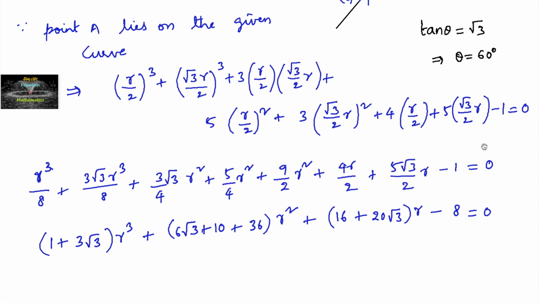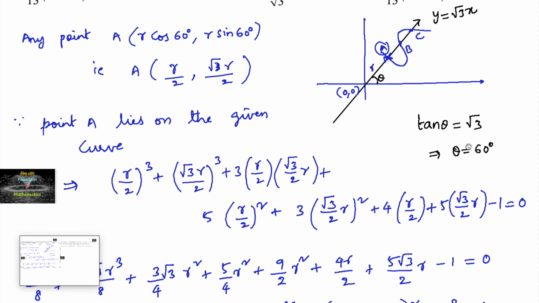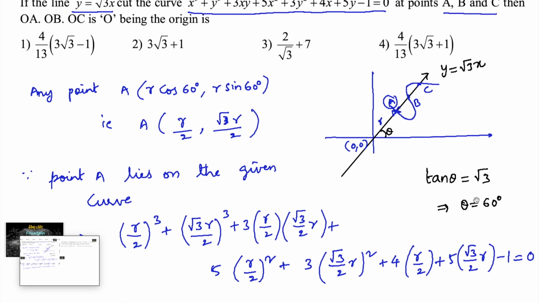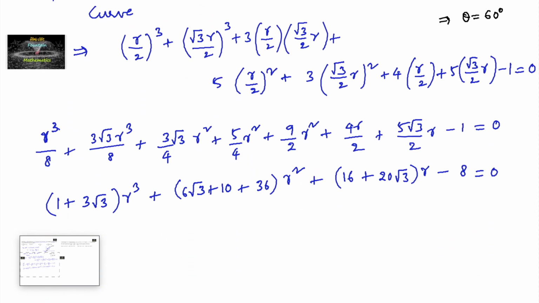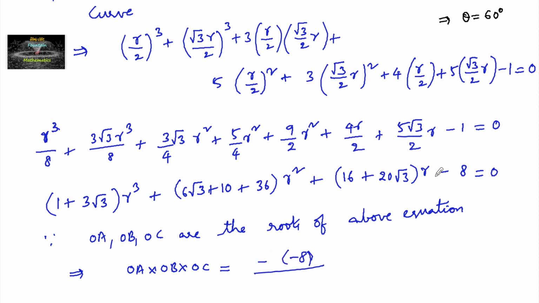And since we want the product of the roots, if O, A, B, C are the 3 points, OA, OB, OC are the 3 roots of the equation. So since OA, OB, OC are the roots of the above equation, which implies the product of the roots OA into OB into OC is equal to minus times of minus 8, the constant term, divided by the leading coefficient, that is coefficient of r power 3.